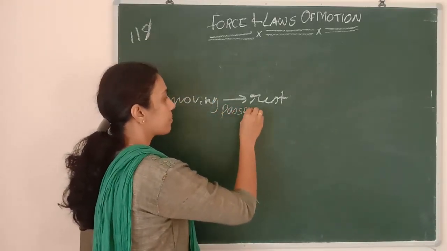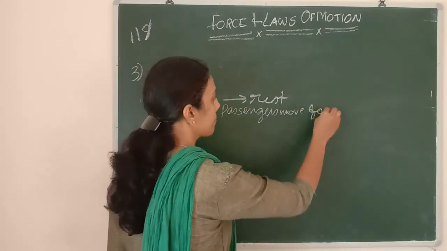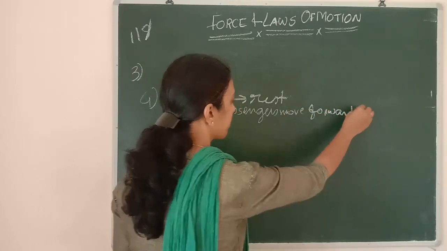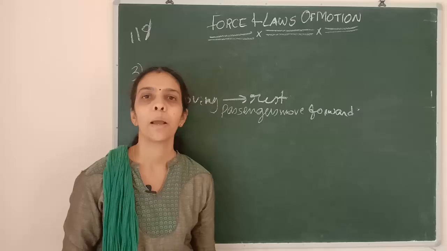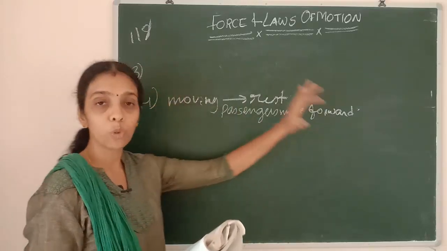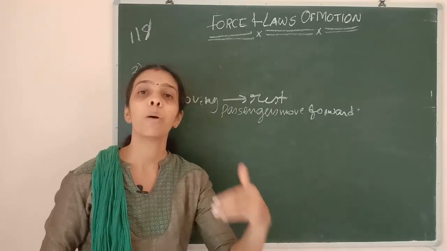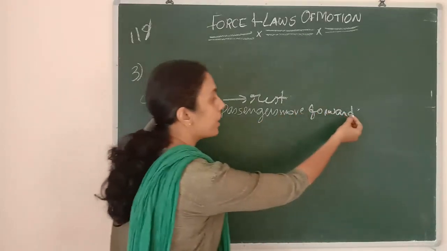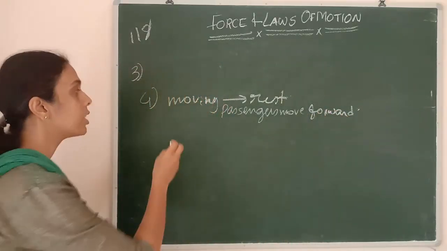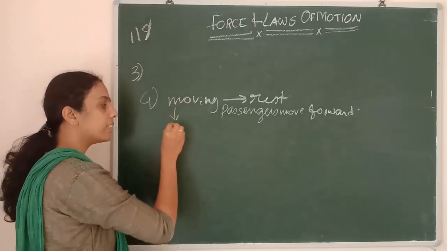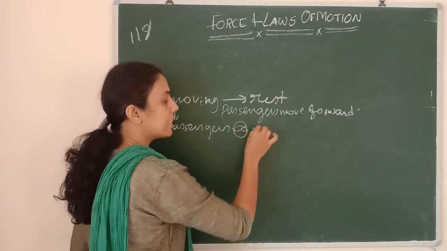Passengers will move in the forward direction. What is the reason? Because the passengers all were moving first, isn't it? While they are moving, they have the tendency to continue in their motion. Initially the bus was moving, so the passengers were also in motion.